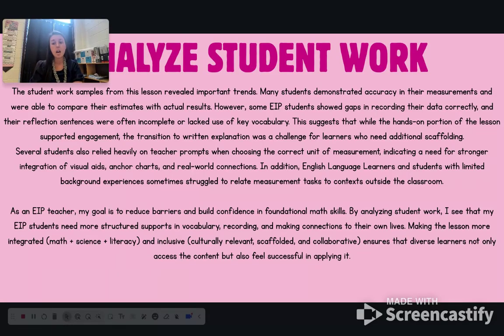As an EIP teacher, my goal is to reduce barriers and build confidence in these kids' foundational math skills. By analyzing their student work, I can see that my EIP students need more structure, support in vocabulary, recording, and making connections to their own lives.